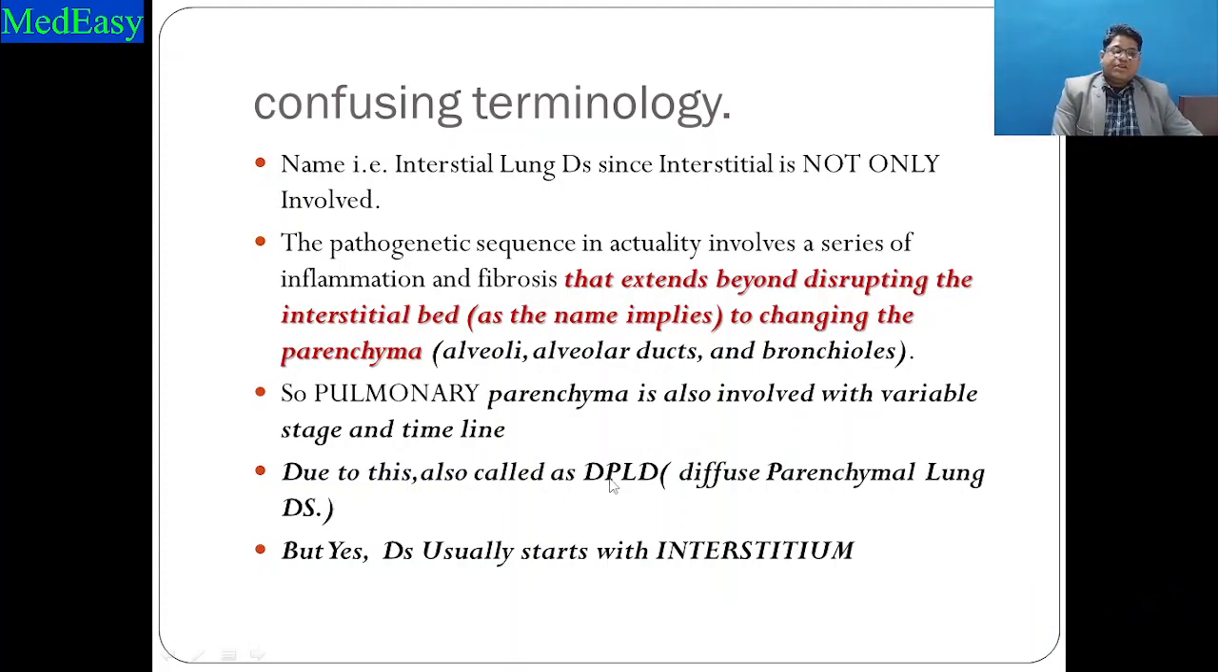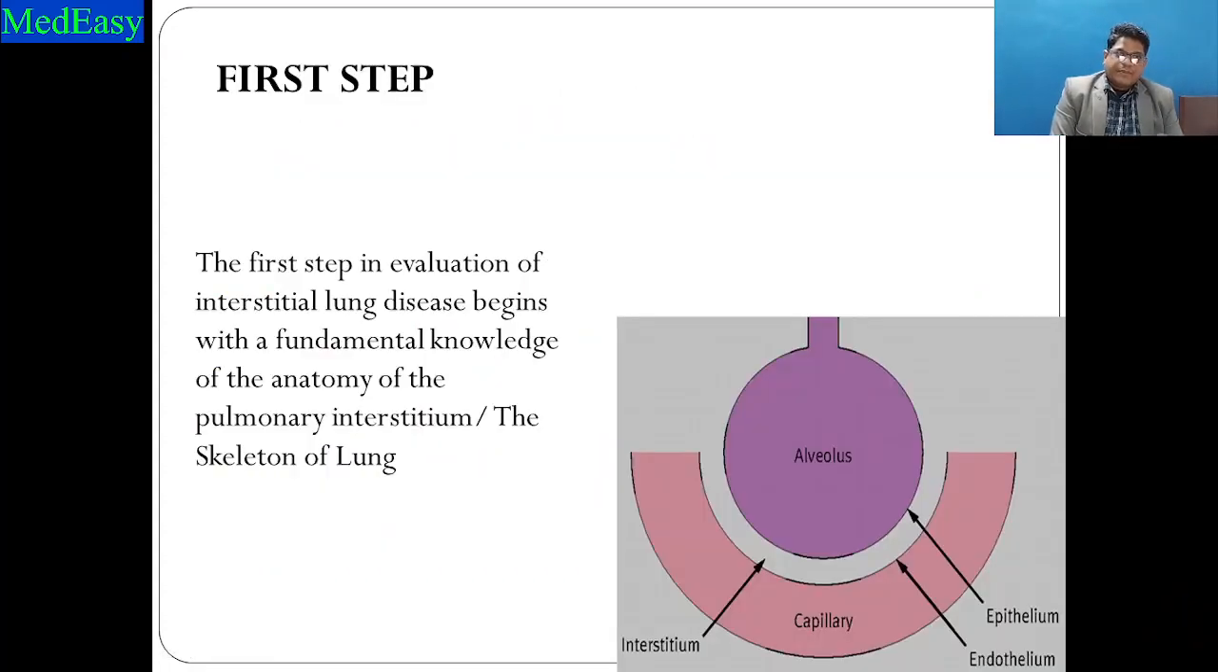Due to this, it is sometimes also called diffuse parenchymal lung disease, and that is probably a better term than ILD. But yes, the disease usually starts with the interstitium. The site of initial injury or initial inflammation is within the interstitium, but as the disease progresses with time, it also involves the pulmonary parenchyma. So the first step in the evaluation of ILD begins with fundamental knowledge of the anatomy of the pulmonary interstitium. We should understand which part of the lung this disease involves.